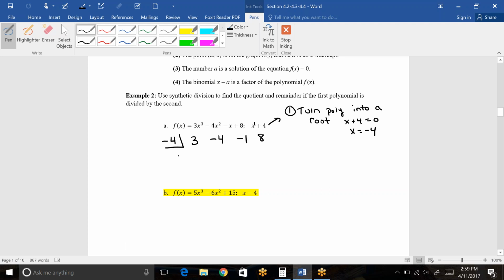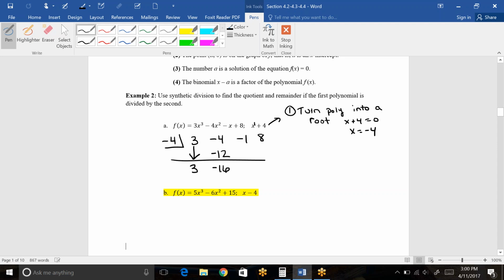Just as if we were doing long division, but usually we would have our x's there as well. The first step in synthetic division is to pull down the coefficient of the leading one from that polynomial, and you write it down here. You then multiply that by the number in the box, so -4 times 3 is -12. We then add the column, that's -16.